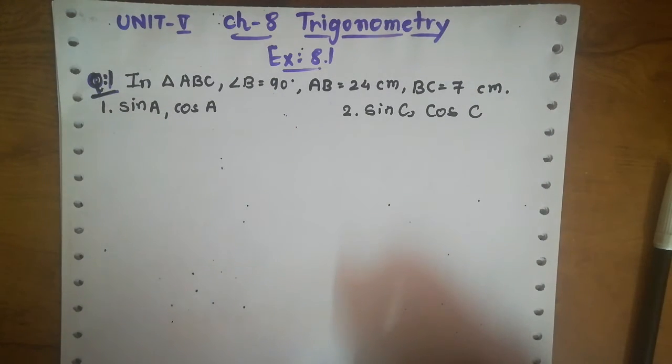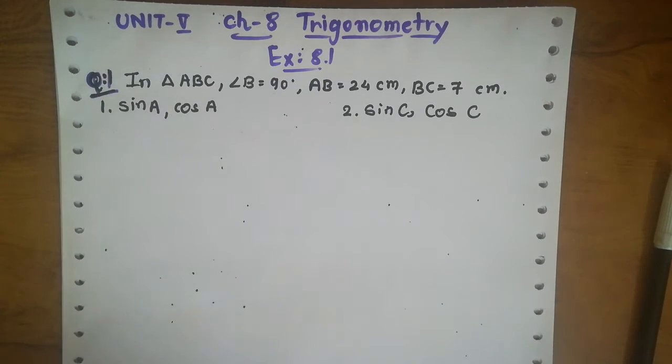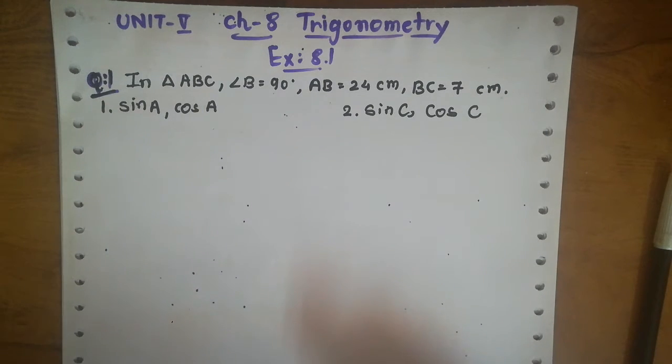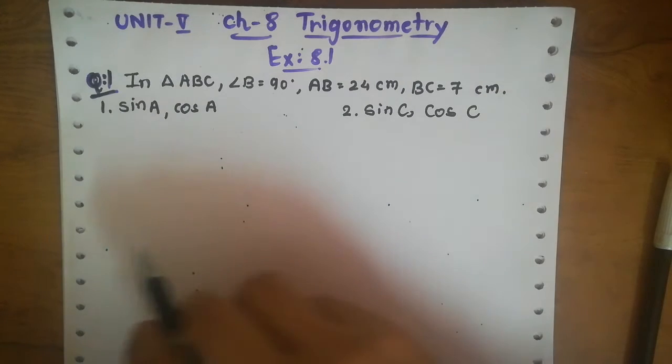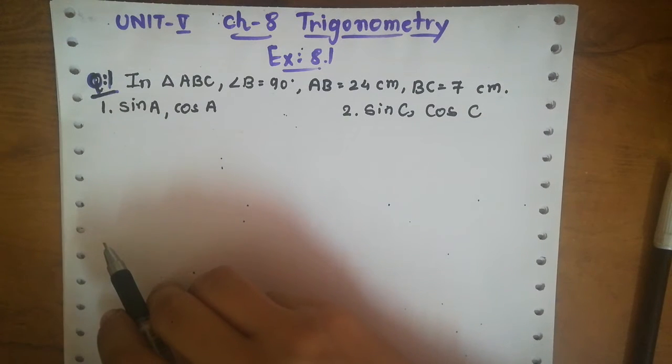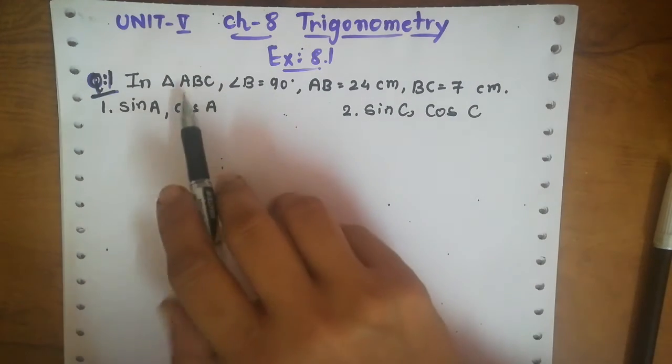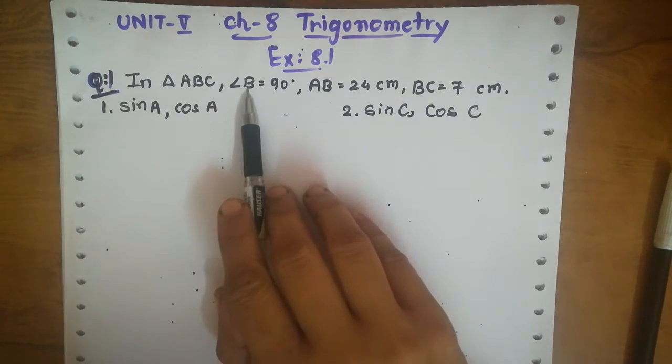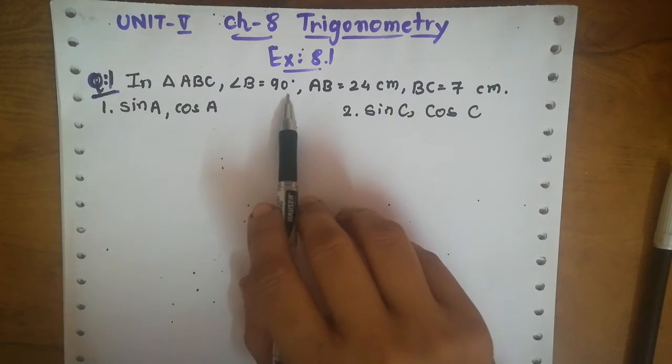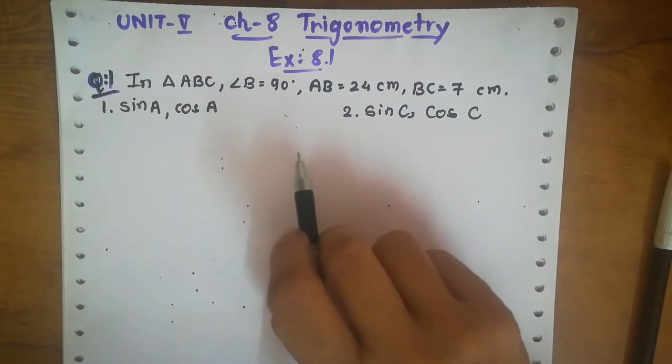In this video series, we'll learn Chapter 8 Trigonometry and start with exercise 8.1. In this first question, it is given that triangle ABC is a right angle triangle. We all know that trigonometry is based on the right angle triangle only. Here, in triangle ABC, angle B is 90 degrees. AB is 24 and BC is 7 centimeter.